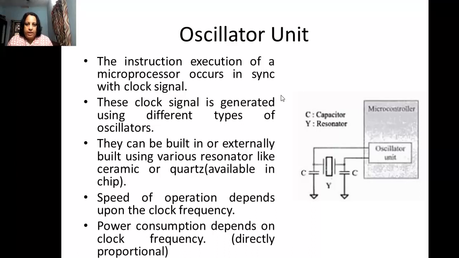You all, being electronics students, know that clock signals can be generated using an oscillator, and there are different types of oscillators. Lots of different types of oscillators are there, but in embedded systems, the most popular one is the oscillator where we use resonators, like a ceramic resonator or a quartz resonator. In fact, the quartz oscillator unit is the most popular and is used in embedded systems.